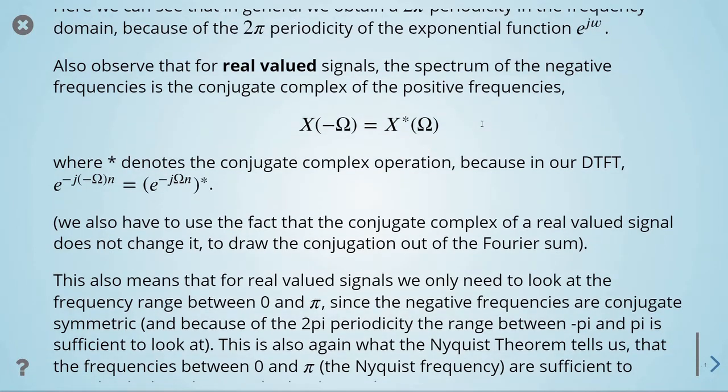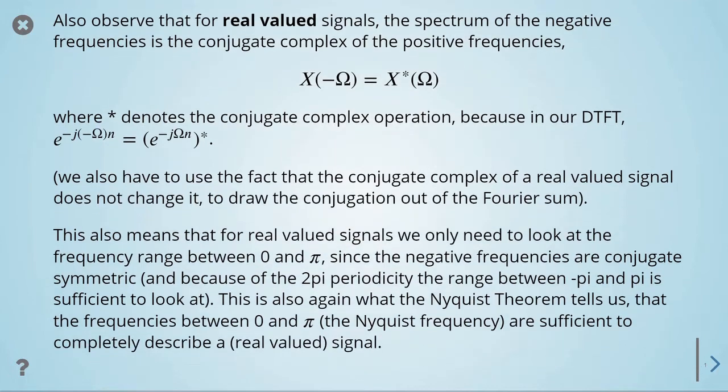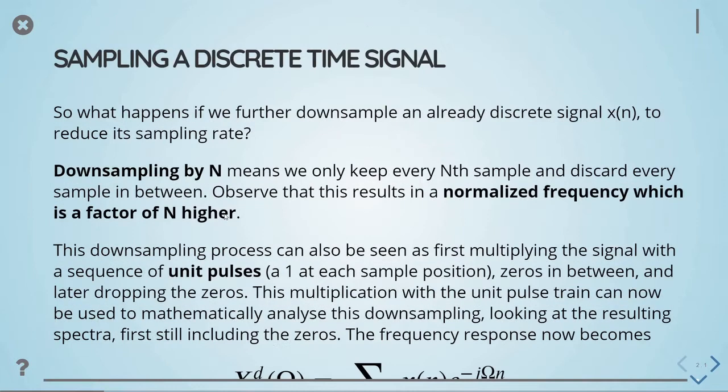So this is a very important property, that for real valued signals, the spectrum of the negative frequency is the complex conjugate of the positive frequencies. And then we have what the Nyquist theorem tells us, that the frequencies between 0 and pi are sufficient to completely describe a real valued signal.